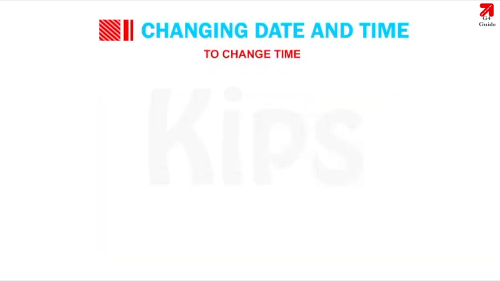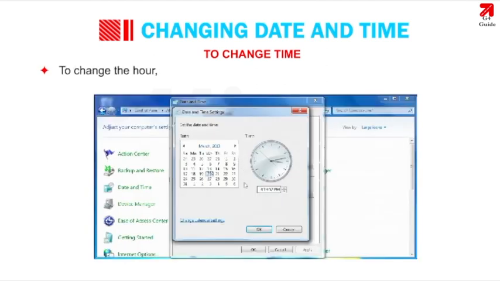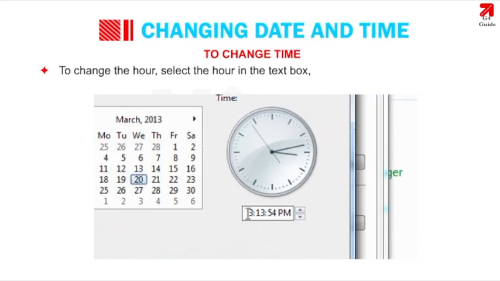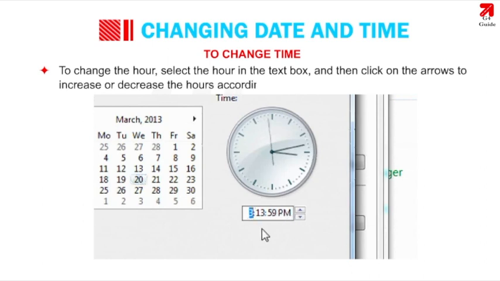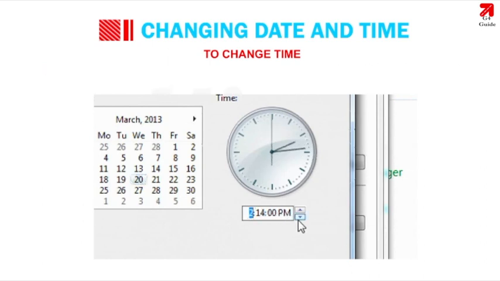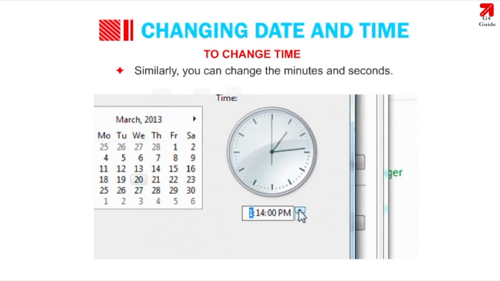Now let us see how to change the time of the computer. To change the hour, select the hour in the text box and then click on the arrows to increase or decrease the hours accordingly. Similarly, you can change the minutes and seconds.